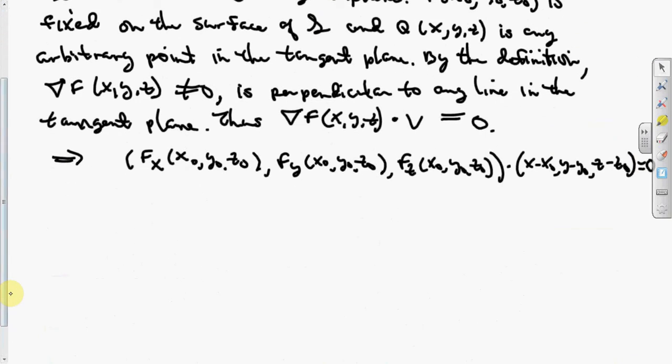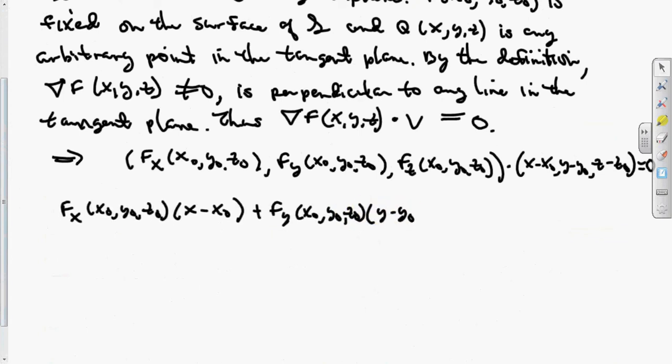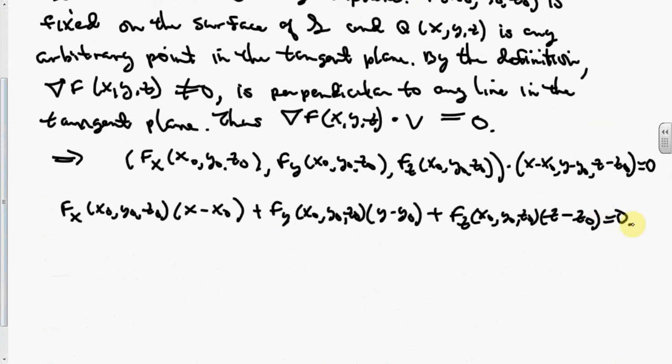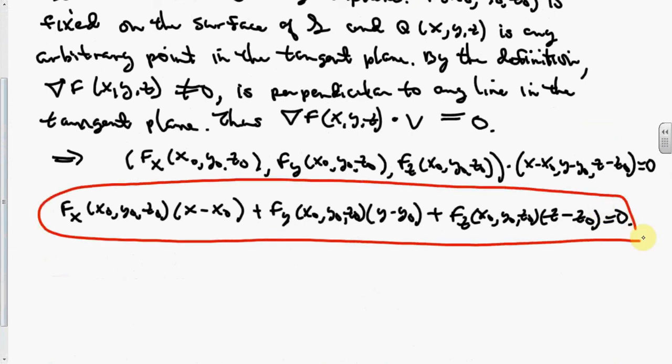So when I do that dot product, what I have then is capital F sub x at the point x naught, y naught, z naught times x minus x naught, plus capital F sub y at x naught, y naught, z naught times y minus y naught, plus capital F sub z at the point x naught, y naught, z naught times z minus z naught is equal to 0. This, my friends, is the equation of the tangent plane.